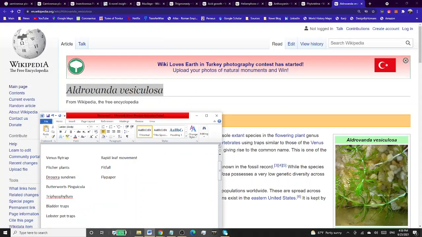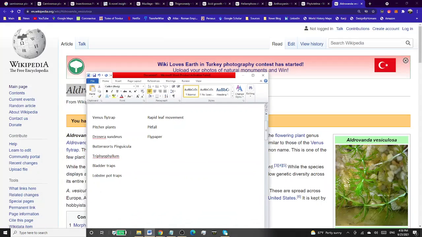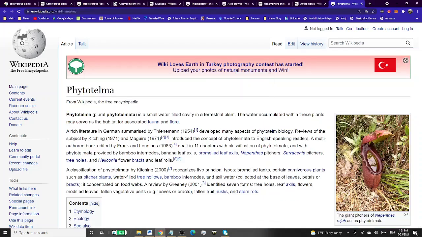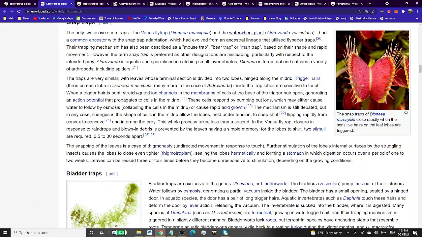And this is, of course, for a separate purpose as well. Venus flytraps aren't underwater. There's plenty of insects and little creatures underwater, too. You do not want to lose those opportunities. Water wheels. Who else we got up here?